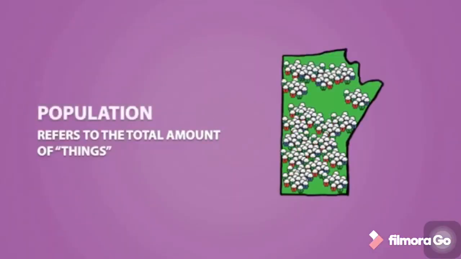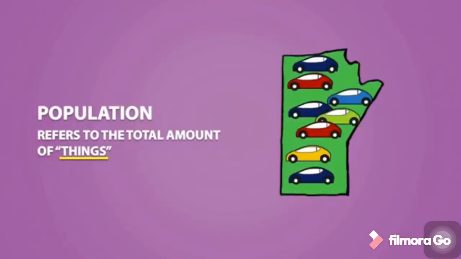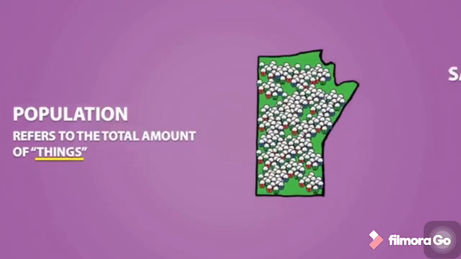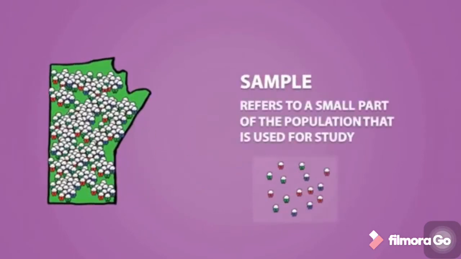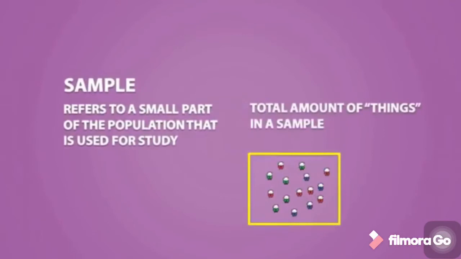A population refers to the total amount of things. I say things because a population can refer to almost anything. This can refer to the total amount of people, cats, vehicles, houses, and so on. Now, a sample refers to a small part of the population that is used for study, and the total amount of things in a sample is called the sample size.